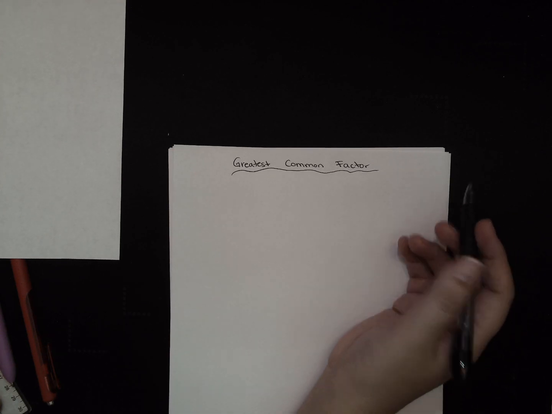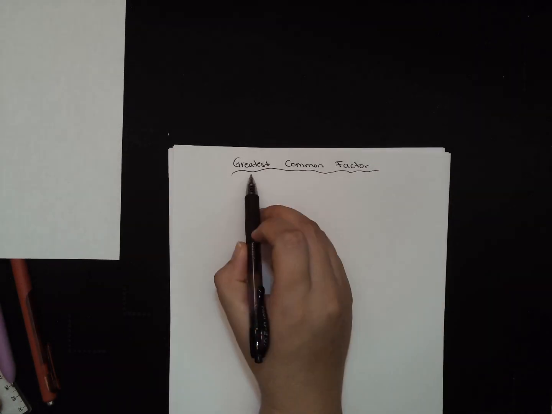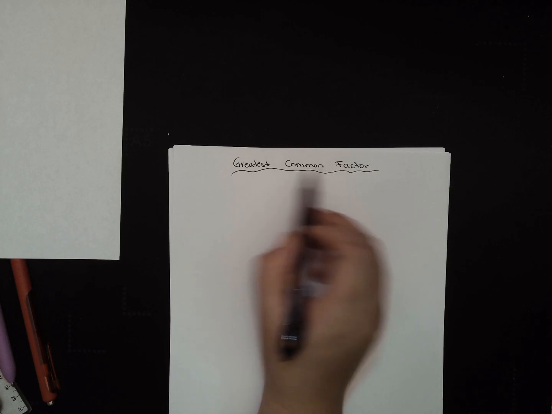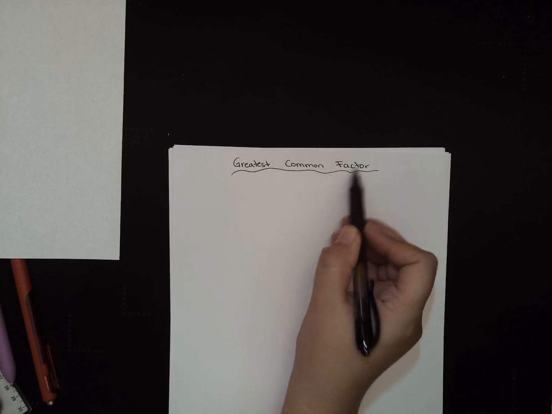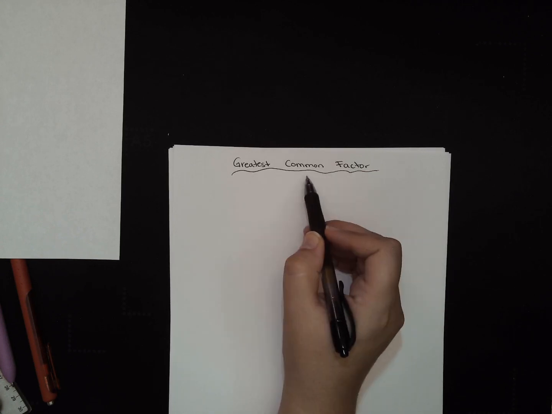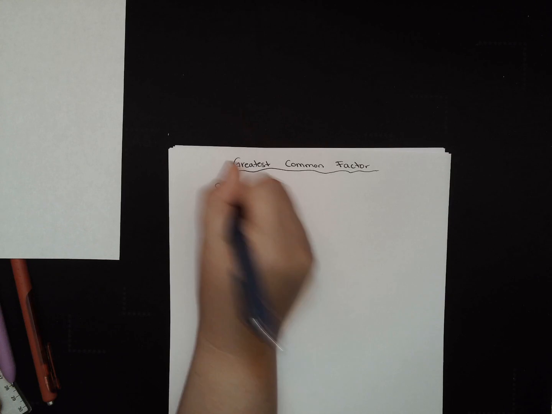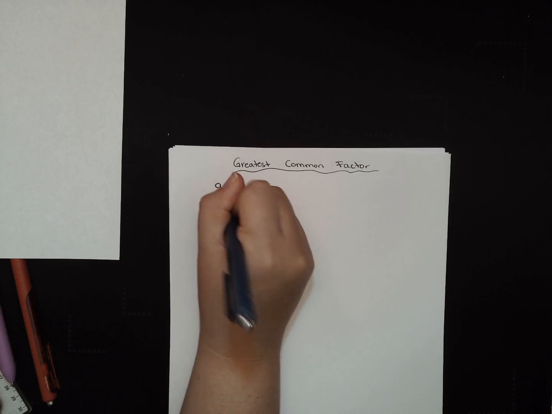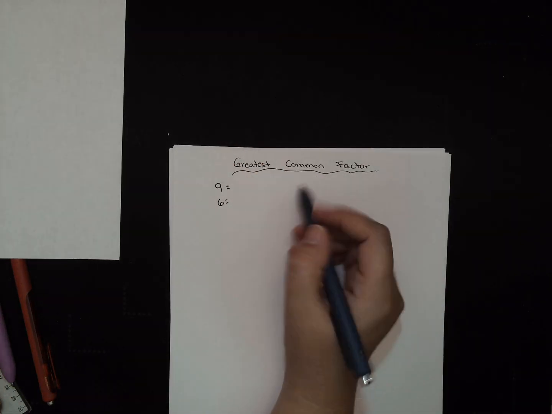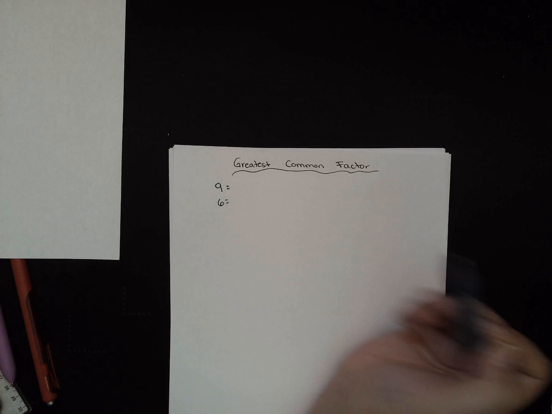Please remember that the greatest is the biggest, okay? And we're going to find the factors of certain numbers. We're going to find out which ones they have in common. Let's go ahead and start with something basic. So let's do 9 and then 6. We are going to write all the factors of 9 and 6.